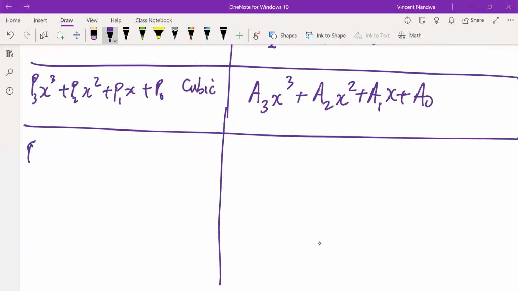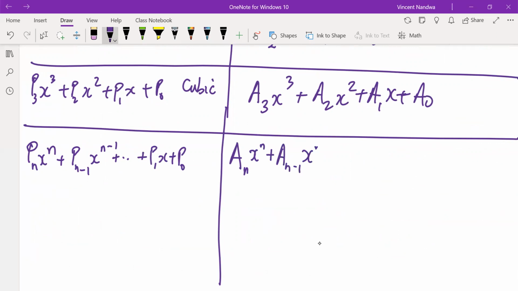If it's now a polynomial of degree n, Pn x power n plus Pn minus 1 x power n minus 1, up to P1x plus P0, then you should take An x power n plus An minus 1 x power n minus 1 plus An minus 2 x power n minus 2, up to A1x and then plus A0. Then solve for A0, A1 up to An.